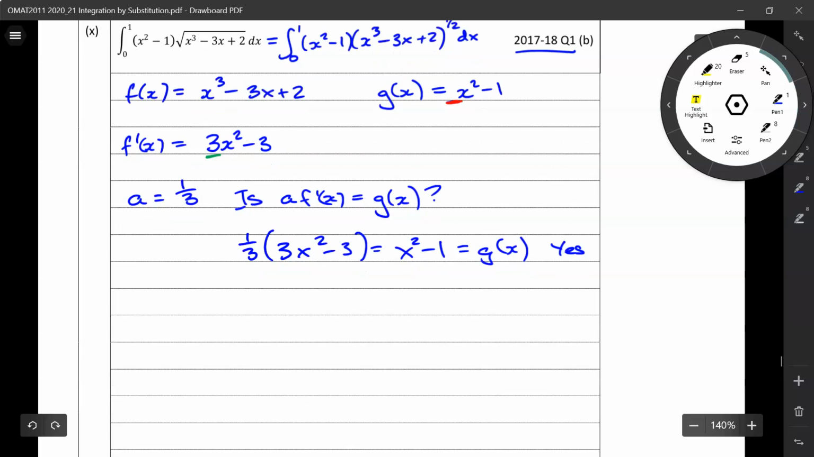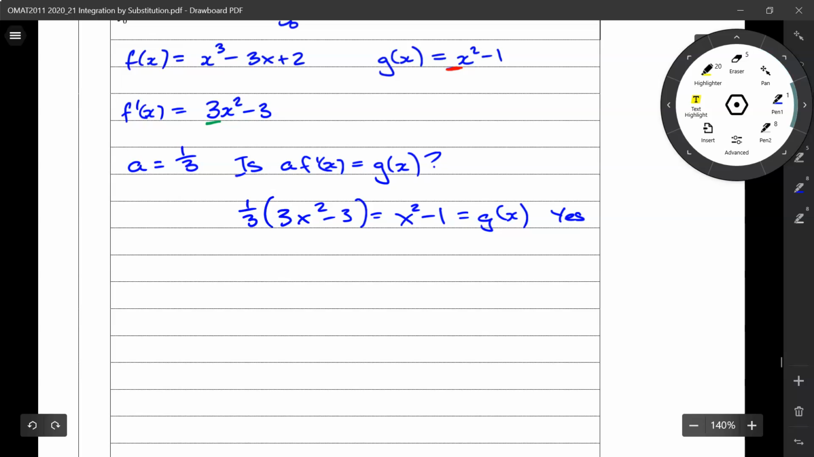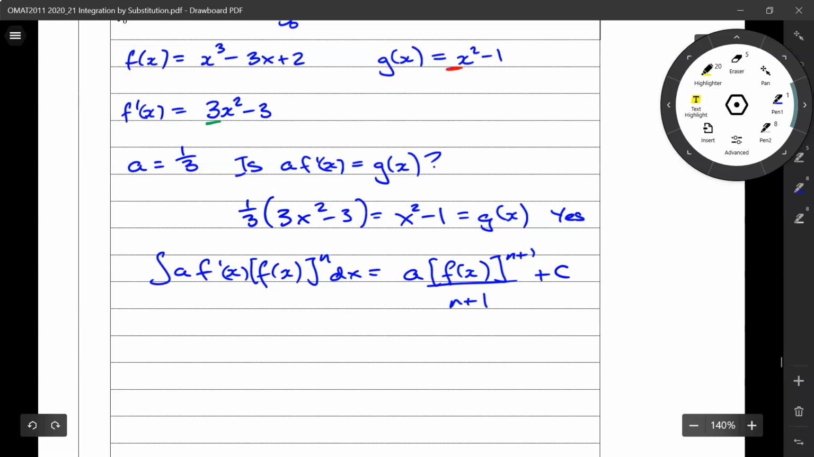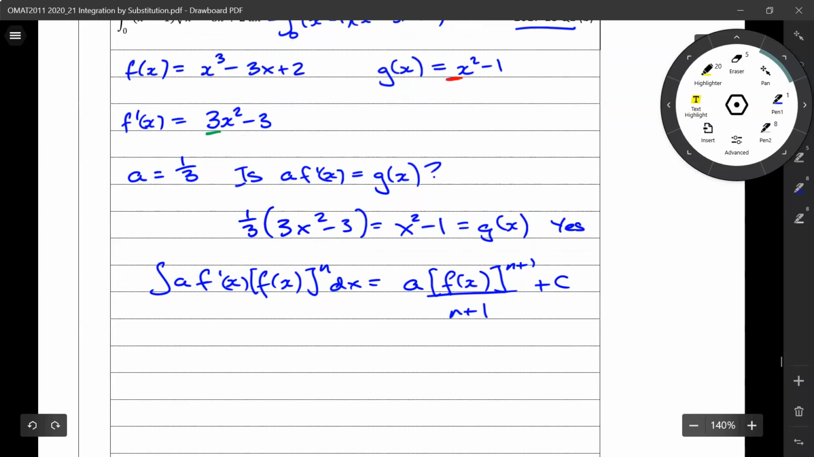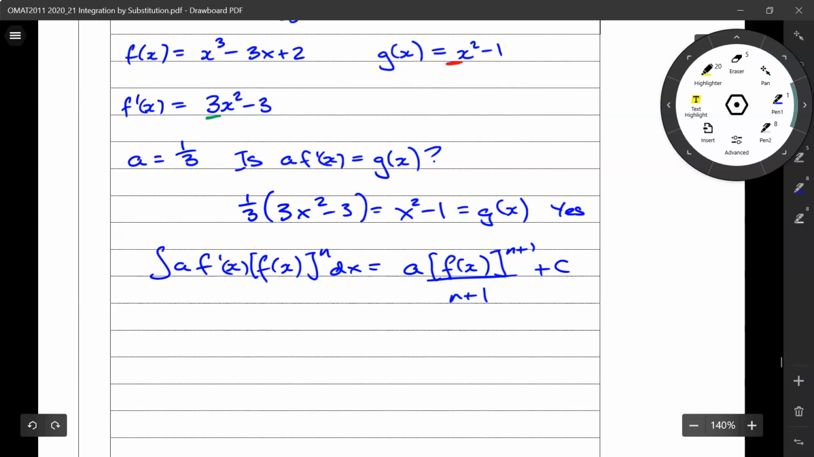So that means we can use our rule, and once again I'll write out the rule. A times f prime x times f of x to the power of n dx is equal to a times f of x to the power of n plus 1, so you raise the power by 1 and you divide by the raised power. So if we apply that to our problem here, we have the power is a half.